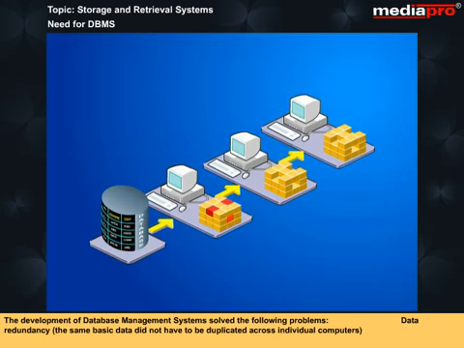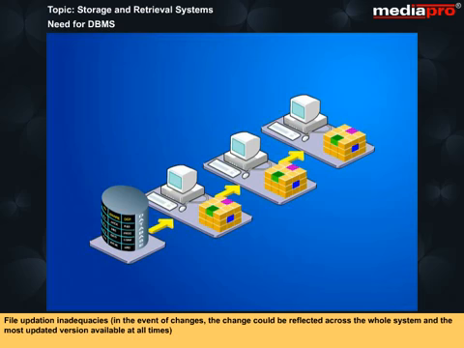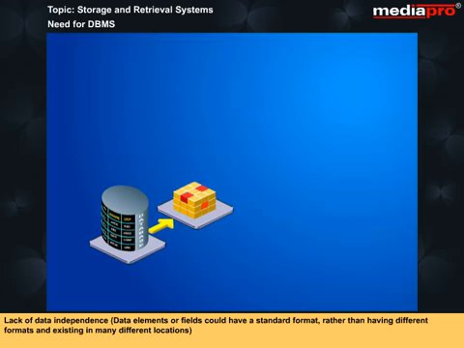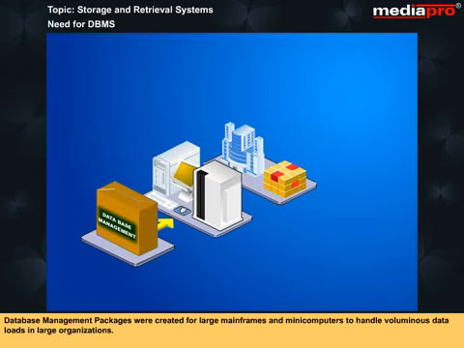The development of database management systems solved the following problems. Data redundancy. The same basic data did not have to be duplicated across individual computers. File updation inadequacies. In the event of changes, the change could be reflected across the whole system and the most updated version available at all times. Lack of data independence. Data elements or fields could have a standard format rather than having different formats and existing in many different locations.